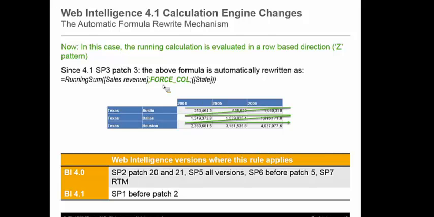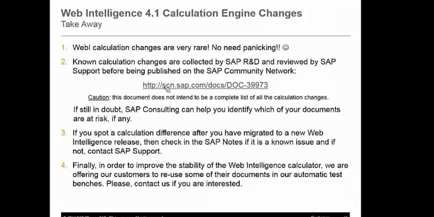To finish this presentation, a few key points for you to really keep in mind. First of all, as I said before, these changes are very rare. You've seen in the previous slide that they don't occur on every version. They occur on very specific patterns in specific conditions. So don't panic when you migrate your document to 4.1. It's very unlikely that you will come across such a calculation engine change.